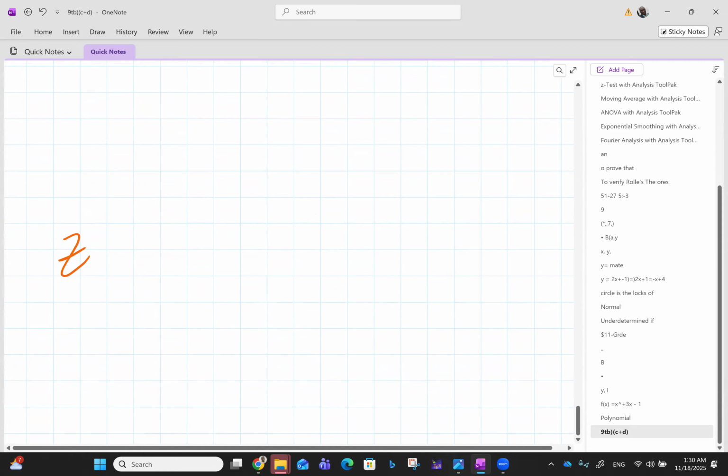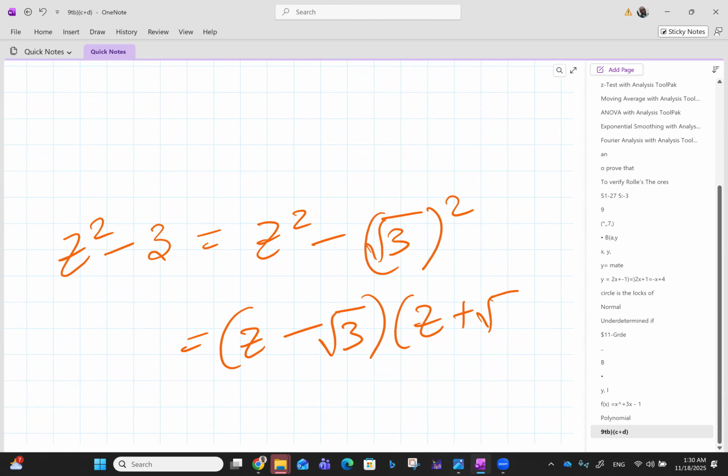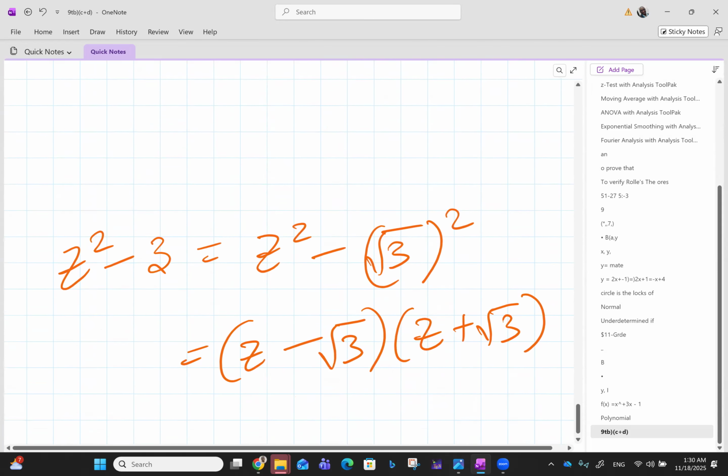Imagine you have z squared minus 3. How do you do this? You can just say this is z squared minus root 3 squared, because root 3 squared is 3. So this will just be z minus root 3 into z plus root 3. It doesn't matter which one comes first. Minus can come first, plus can come first, anyhow you want.